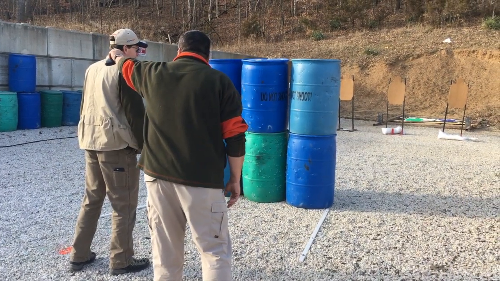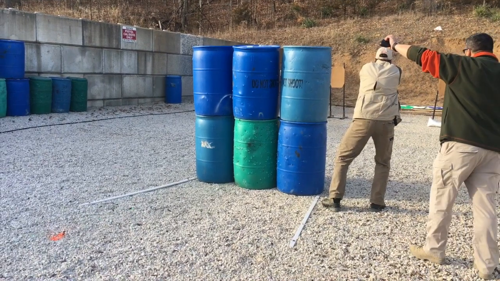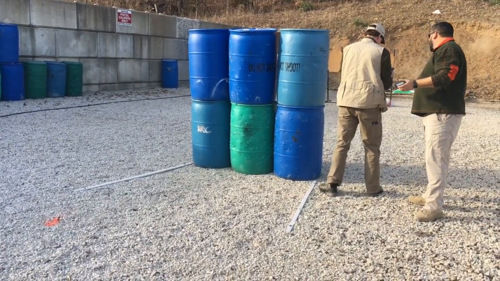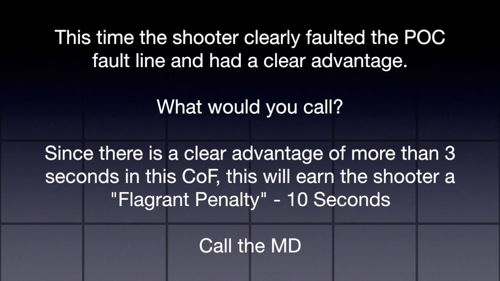Stand by. This time the shooter clearly faulted the point of cover fault line and had a clear advantage. What would you call? Since there was a clear advantage of more than 3 seconds in this course of fire, this will earn the shooter a flagrant penalty, 10 seconds.